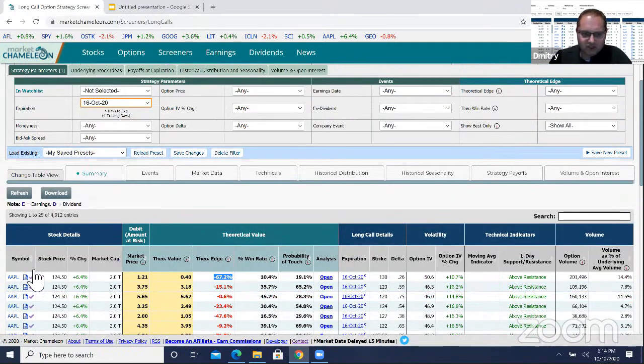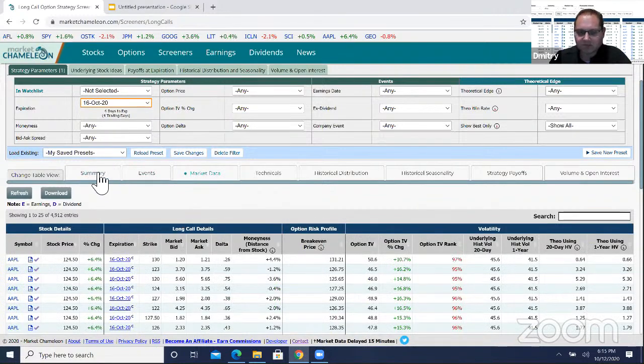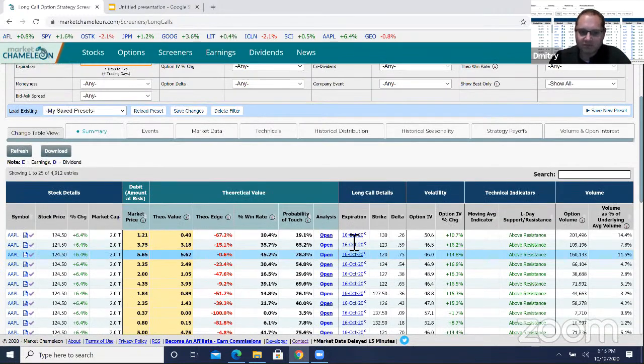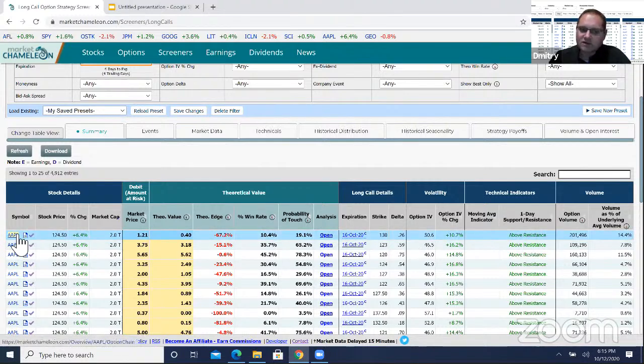First, let's read this across just to see all the data on our summary page. We're going to go over some of these different data views that you see up here in the tabs, but let's just be familiar with these. This is the stock symbol, that's Apple. This is where Apple closed at $124.50. Today, the stock was up 6.4%. This is its market cap, $2 trillion.